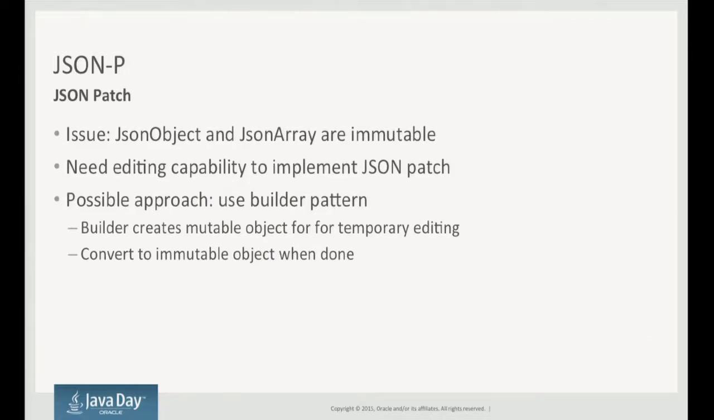OK, but JSON object and JSON array are currently immutable. So we need some form of editing capability to implement JSON patch. Our spec lead initially proposed using a builder pattern, creating temporary objects for editing and then converting them back. Some people in the expert group had other ideas that are perhaps better. So we're still in the process of working this one out.